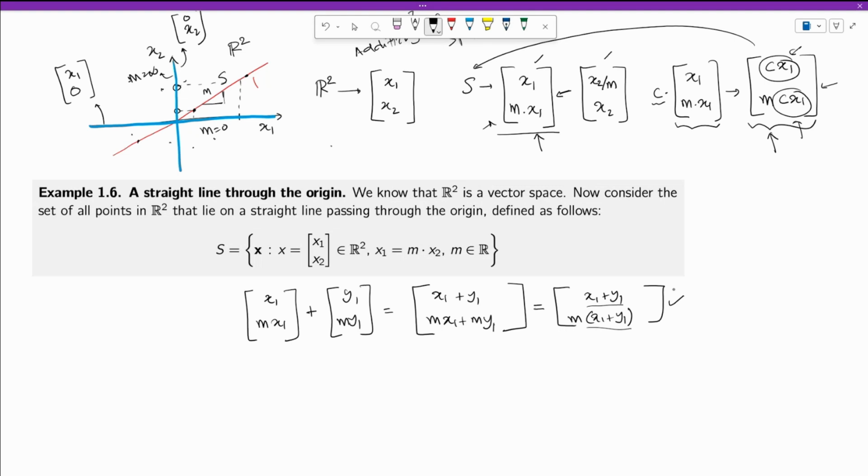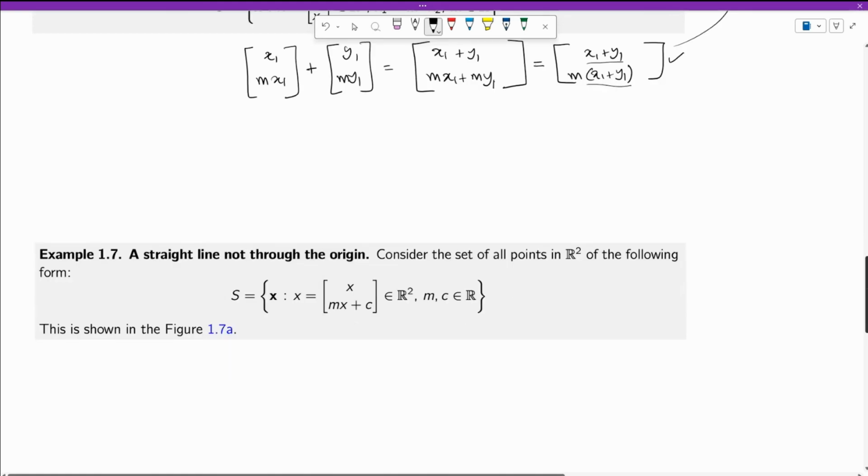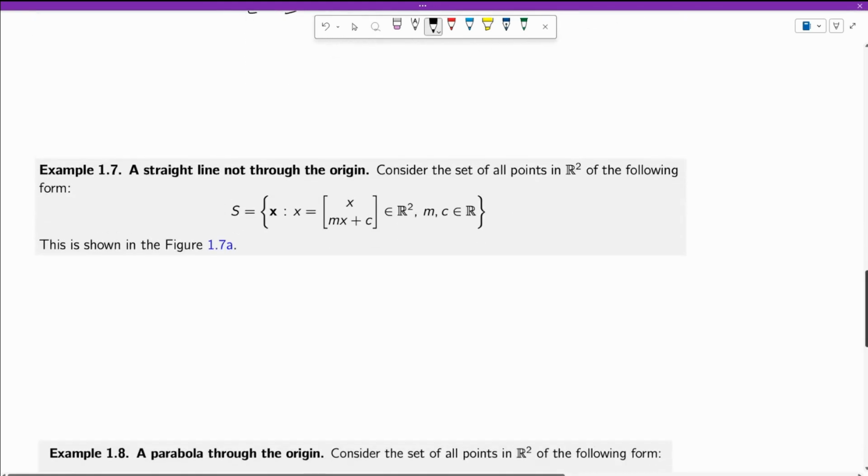So this is also closed under vector addition. That means the set S actually forms a vector space by itself, right? It's a subset of R2 and it's a vector space. That means it has to be a subspace of R2. Okay. Right, this one, I want you to do it and tell me.